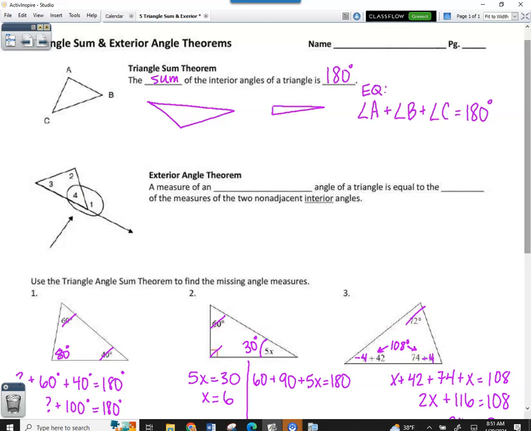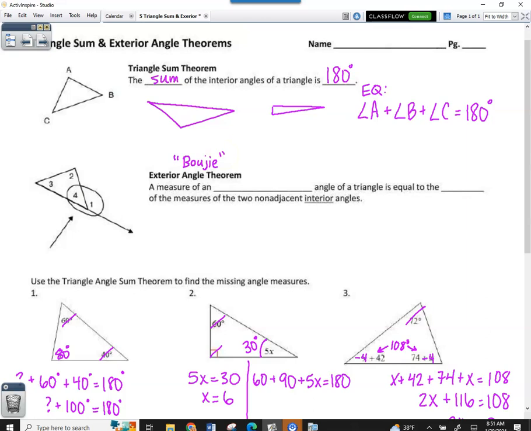B-O-U-J-I-E? G-B-O. That looks like boogie though. I don't know. All right, we're making it up. If I do a G, it's gonna make me think boogie. Bougie. I have no clue.